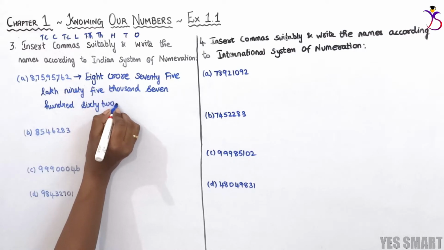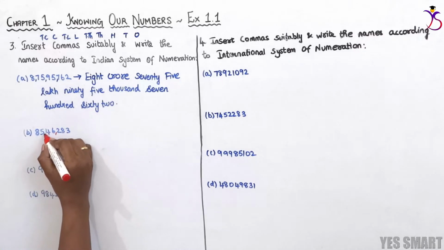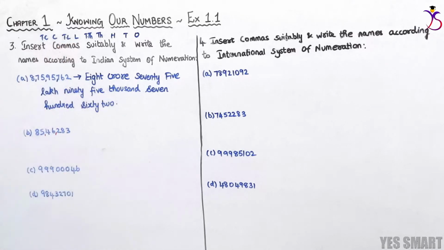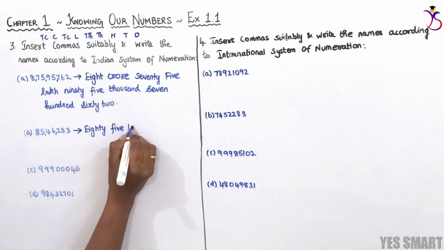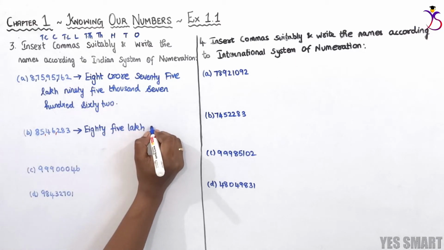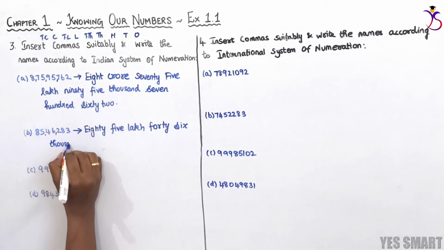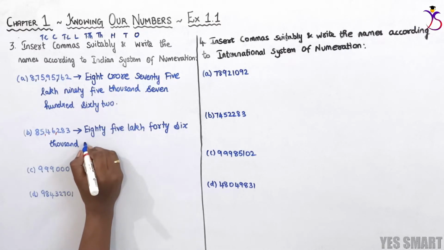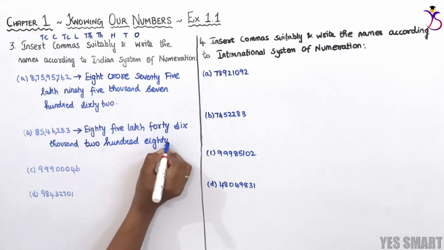Similarly, next sum. Let's place the commas after 3 digits, then followed by two digits. Ones, tens, hundred, thousand, 10,000, lakh, 10 lakh. Now let's write the number names. In the place of lakh, we have 85. Hence, 85 lakh. Next, we have 46 in the place of thousands. So, 46,000. Finally, we have 283. So, let's write that. 283. This is the number name in the Indian system for this given numeral.